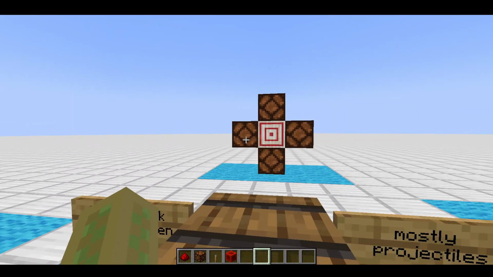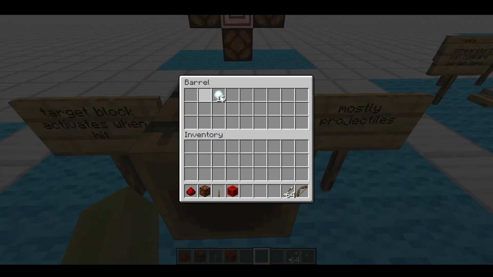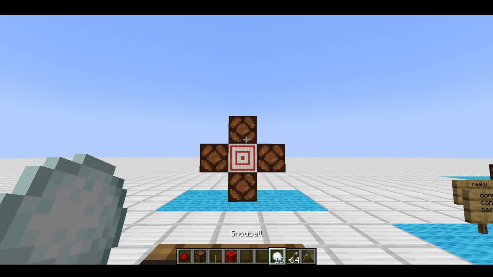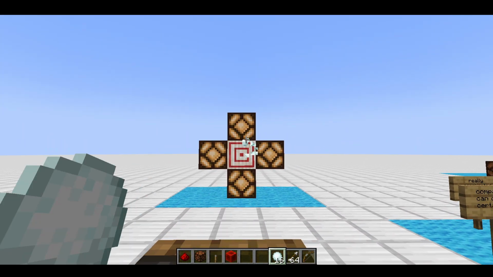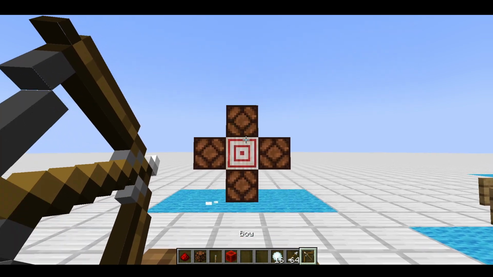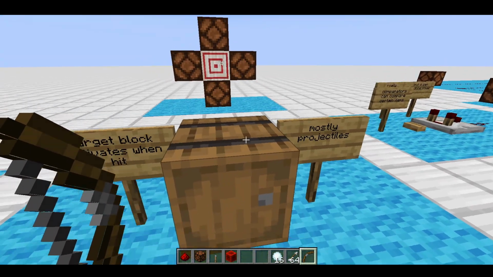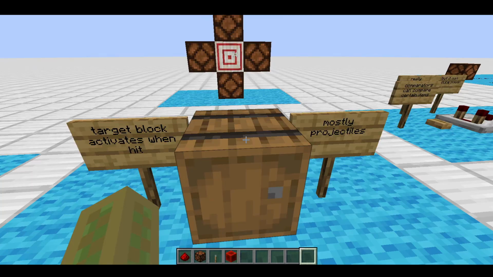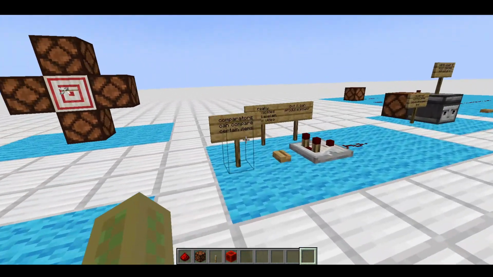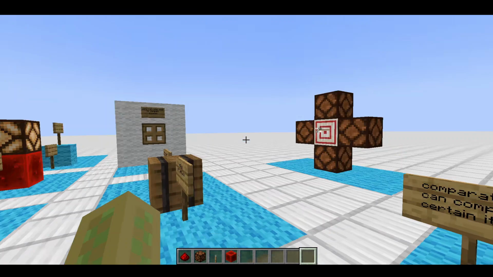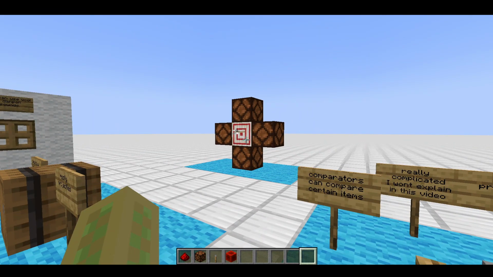The next is the target block. Using projectiles, we can basically activate the target block. Pretty cool. And the target block will give off a temporary signal, as you saw.